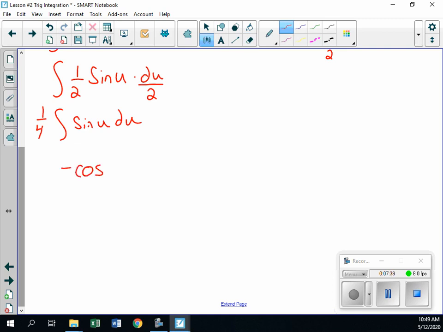So negative cos, and plug back in your u, which was 2x, and add your constant. Now there are a couple other ways of doing this one. I'll show you another way.